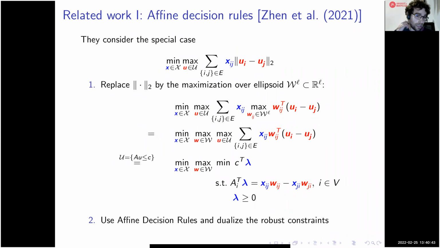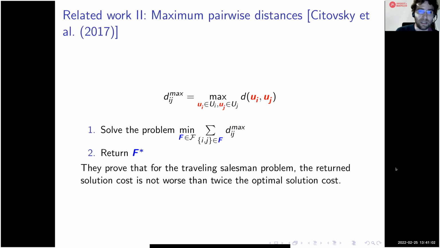Okay, so this is one kind of technique that could be used to solve the problem that I just mentioned. But typically, this two-stage problem is still very hard because it's a two-stage robust optimization problem with ellipsoidal uncertainty. So typically, you cannot solve those problems exactly, but heuristically using, for instance, affine decision rules. Okay, so that's one approach that has been used in the past.